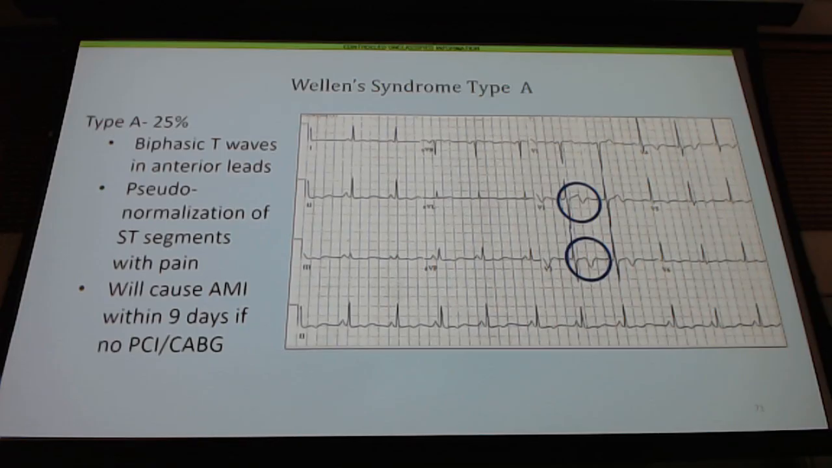There are two types that you might see, okay? So there's Wellens syndrome type A, which is the less frequent version of this, which is a biphasic T wave in V2, V3.